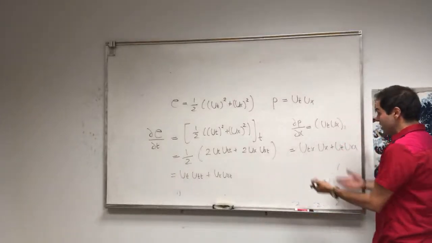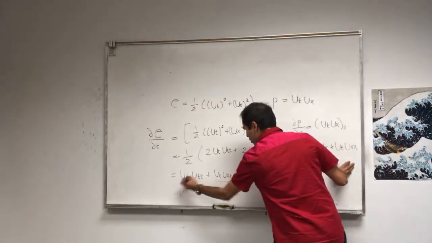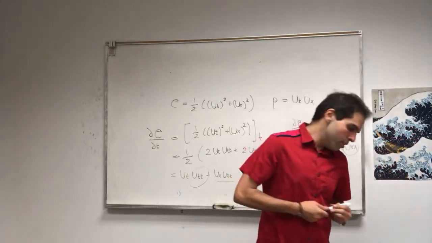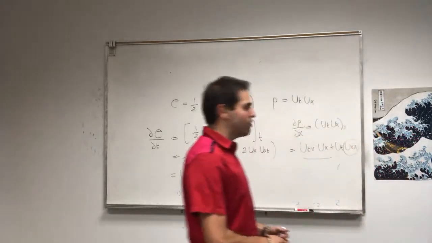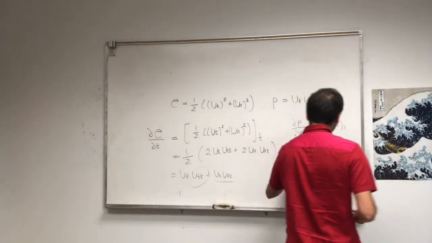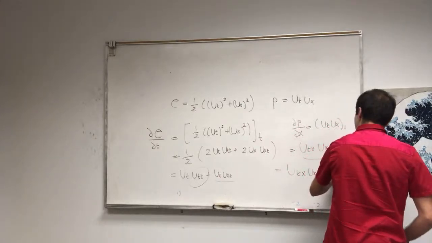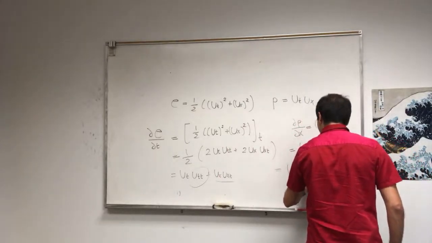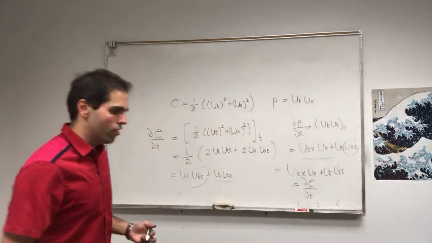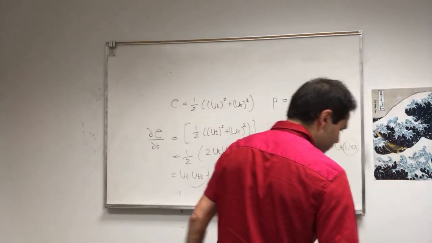Let's compare the two terms. Those terms are the same, provided utt equals uxx. But remember, u solves the wave equation with c equals 1, so by definition utt is uxx. So you get dE over dt. And then you can also show, similarly, that dp over dt is dE over dx.